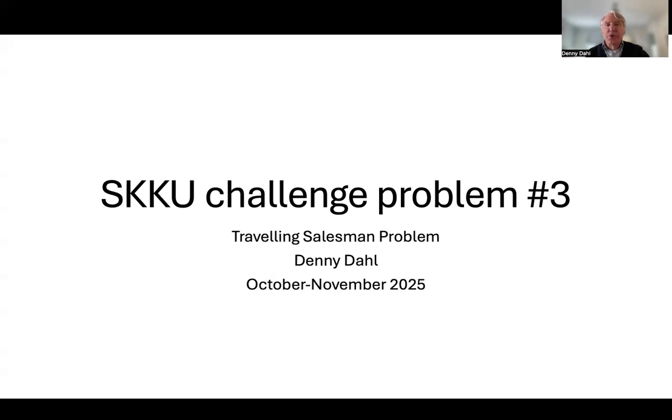This is the description of the third problem for the Q Center Challenge competition for 2025. In this challenge, we'll analyze a small four-city traveling salesman problem using two different encoding schemes and simulate their behavior using QAOA, which stands for Quantum Approximate Optimization Algorithm.